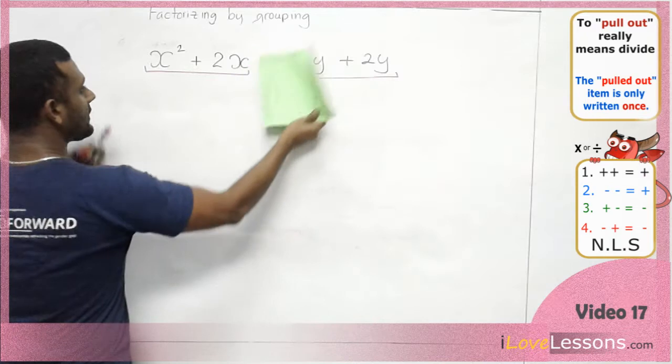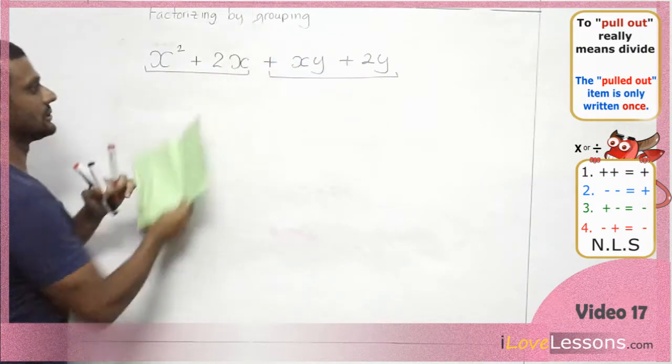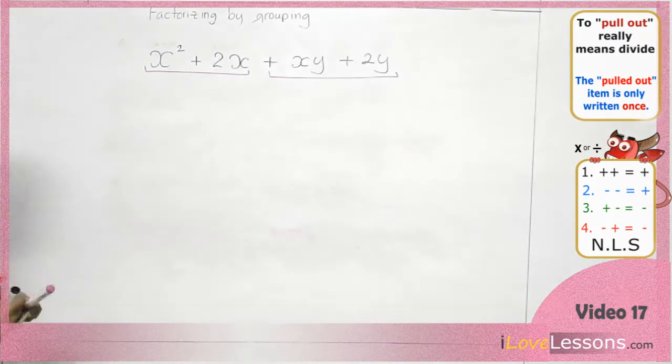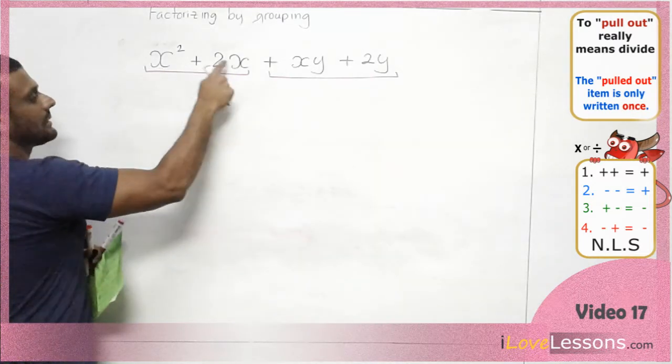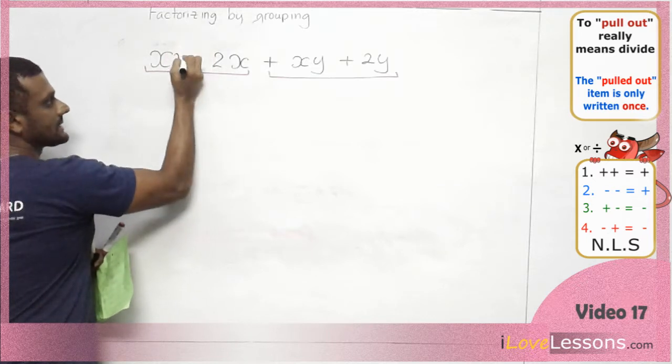So I'm going to factorize this, and when I'm finished factorizing this, I will factorize the other two. So let's pay attention to this pair here. What's similar between both of them? Isn't x squared the same thing as xx?